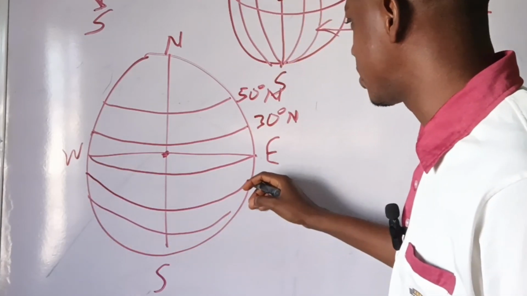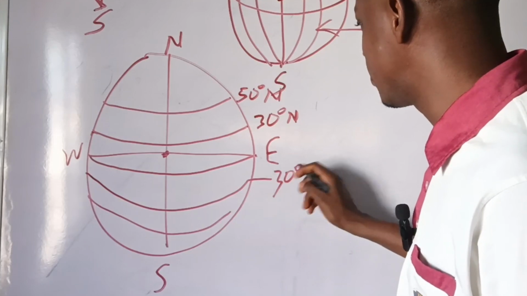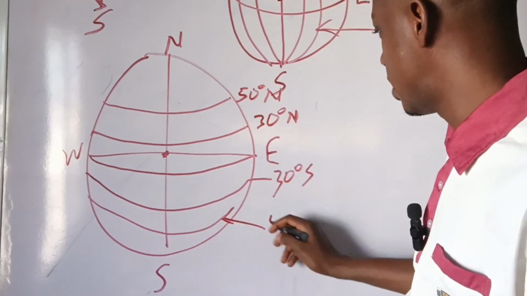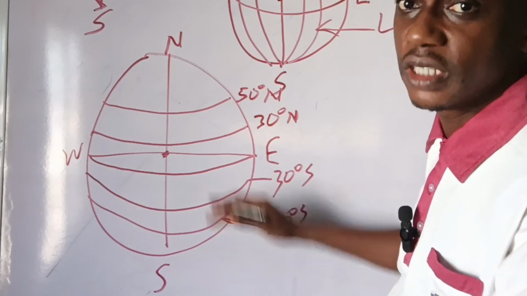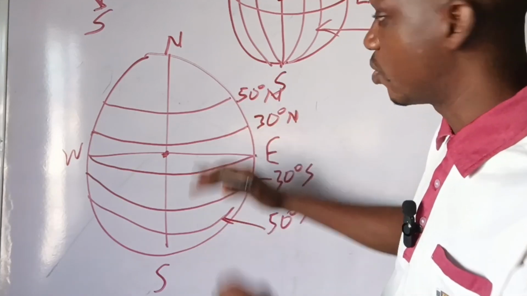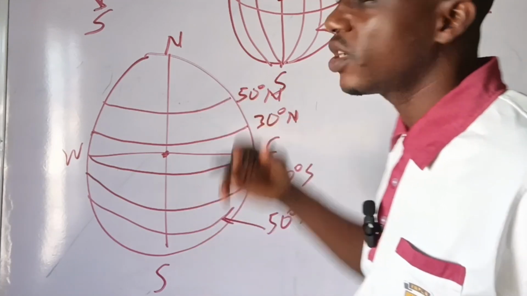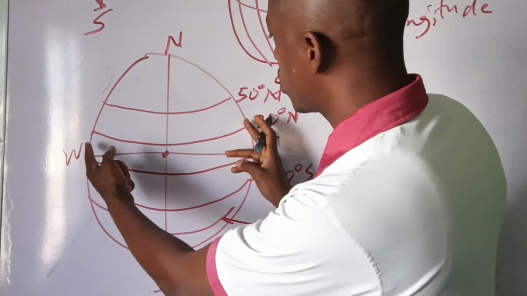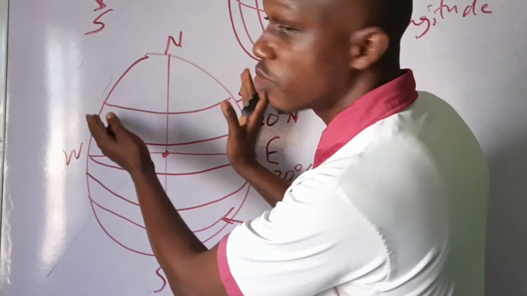Another one coming down like this. Let's say we have two circles, for example. This is 30 degrees south, going towards the south. This will be like 50 degrees south. It's also going towards the south and going further from the equator. But talking about the longitude now, you can see that this one is detaching from the equator and is becoming smaller.